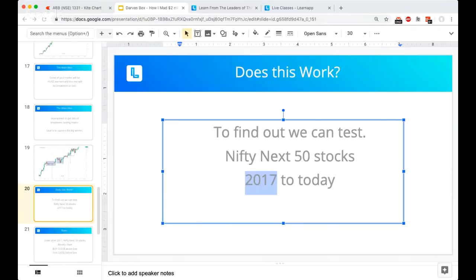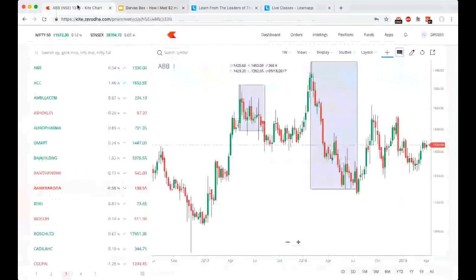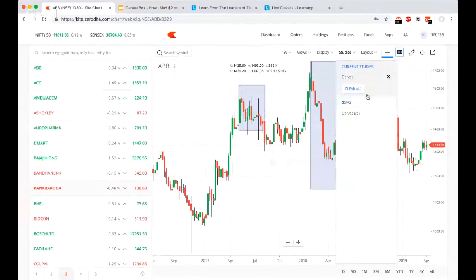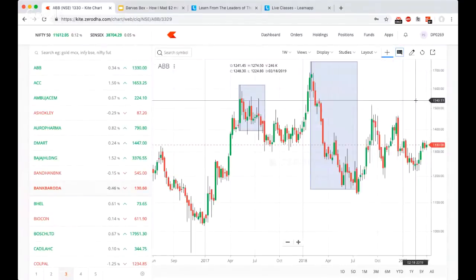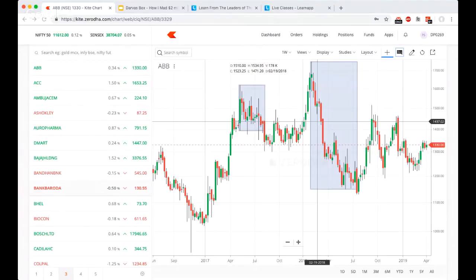How do you delete the Darvas box from the chart? Interesting question. You just go to studies and click on this X icon, right? And you can also add it under studies. So it's very simple.